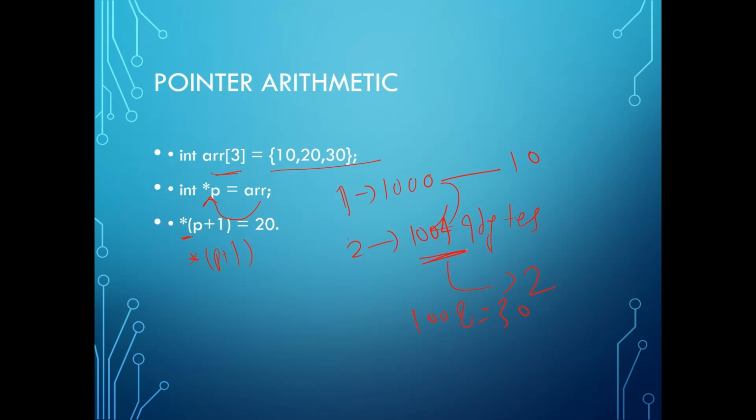So when you have reached the next one and are pointing to this address, you will get 20, right? You will get 20 here because it has incremented by 4 bytes. So this pointer is pointing to this memory location. So this is how a pointer works.